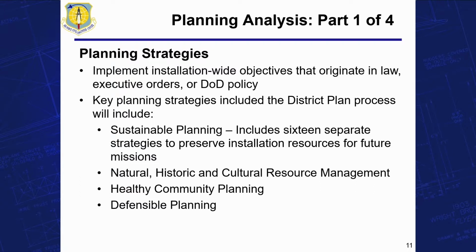Second one, natural, historic, and cultural resource management. This considers natural, historic, and cultural resources in the planning process. Natural resources include threatened and endangered species, wetlands, habitat areas, forests, undisturbed land, and important viewsheds. Historic and cultural resources may include historic buildings, district landscapes, and archaeological sites, as well as sacred sites to Native American tribes. District analysis requires coordination with CE environmental subject matter experts.